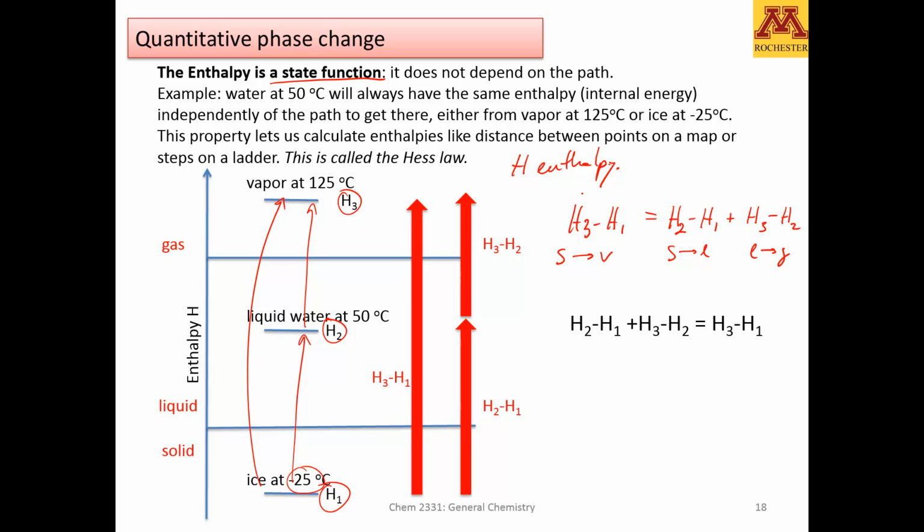In other words, the quantity for going from solid to vapor in one single step should equal the two steps, from solid to liquid and from liquid to vapor. Let's be consistent. These two processes should have the same energy.